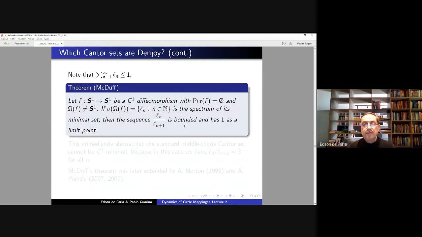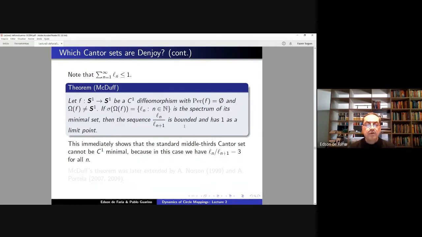All right. So the problem with this condition is that it's a geometric condition on the Cantor set, but it's definitely non-dynamical. There's nothing dynamical about it. It's not difficult to show, and can be left as an exercise for you, that the sequence of ratios is actually bounded. It's easy. The problem is showing that 1 is a limit point.